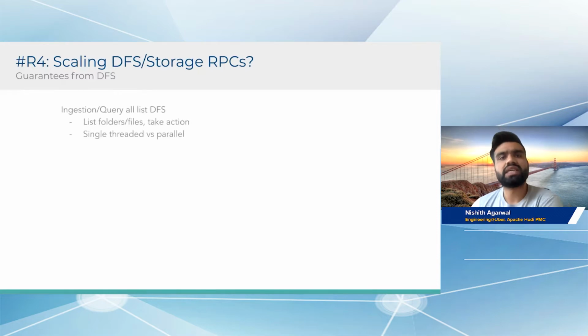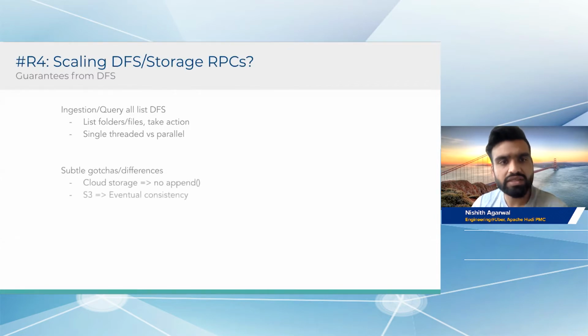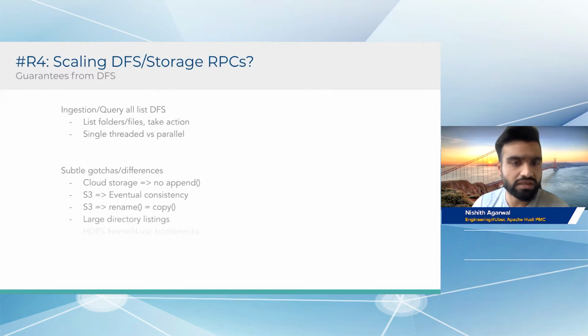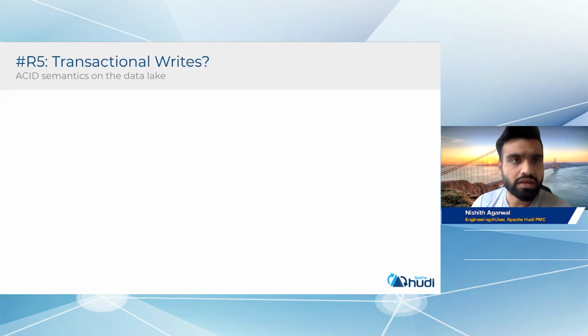What are the scaling problems in terms of accessing distributed file systems? When you access a particular file or a partition that you've stored on your DFS, you list those folders. Listing is in some cases very expensive, especially for example, S3. You do single threaded versus parallel listing. And then there are many subtle gotchas in how you use a distributed file system. Some cloud systems don't allow appends. Some are eventually consistent. And in some, there is a name node that is a bottleneck, and you want to be able to scale beyond that. So how do you solve these challenges?